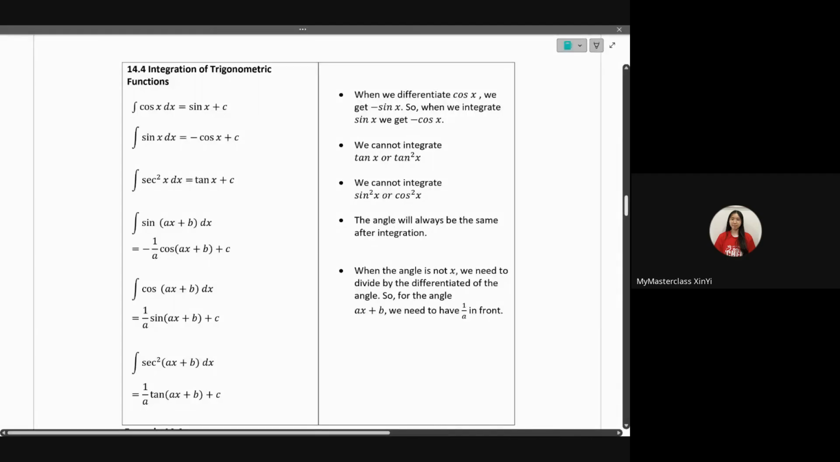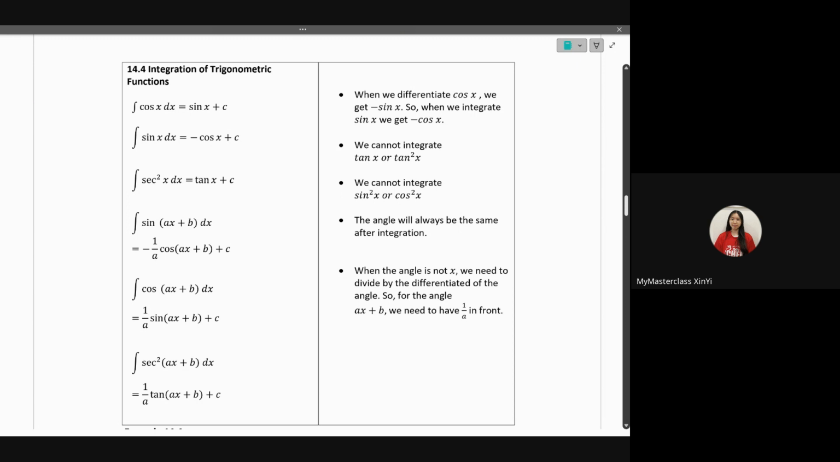Okay, now let's talk about integration of Trigo functions. Recall we have differentiated Trigo functions before, right? Integration is basically the reverse of differentiation.